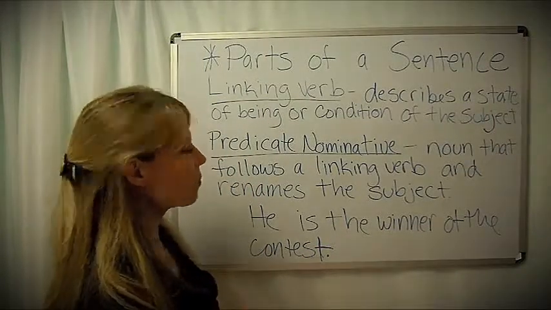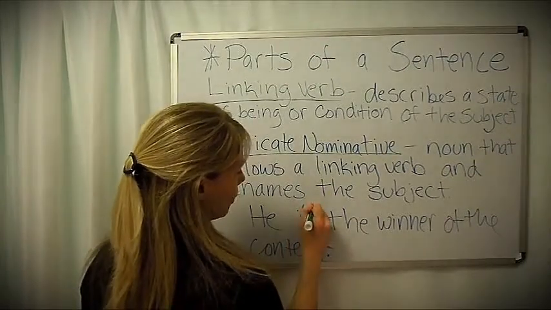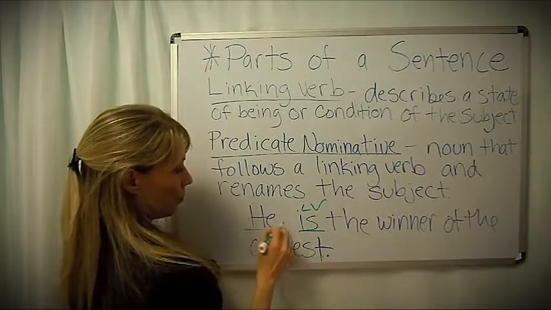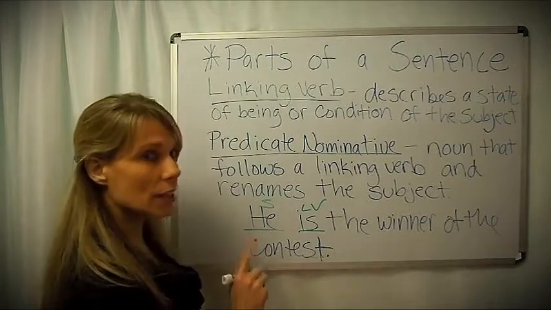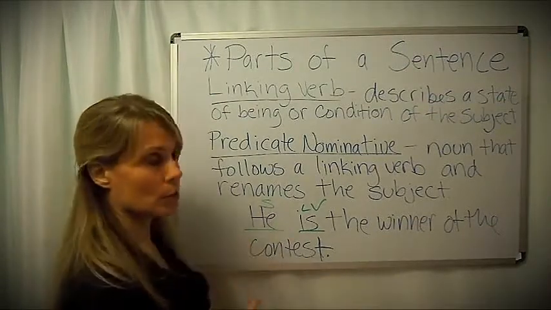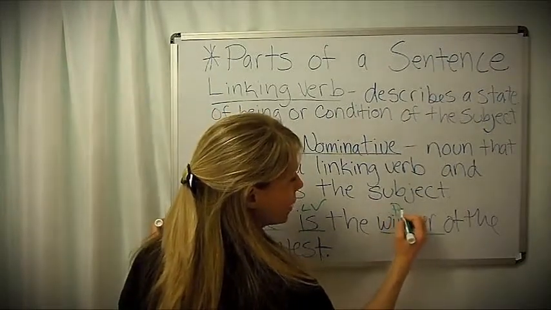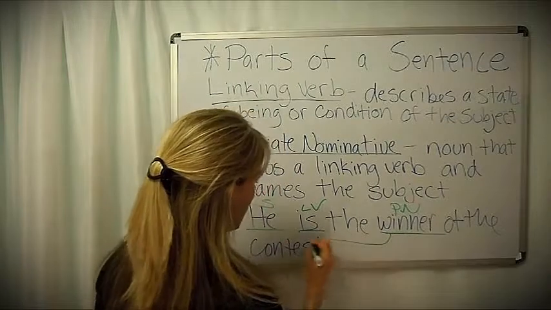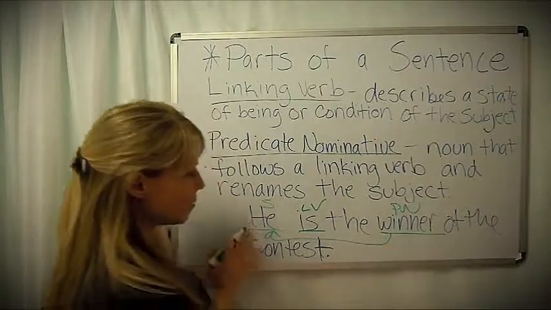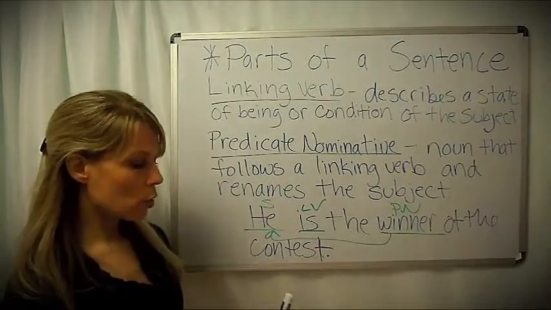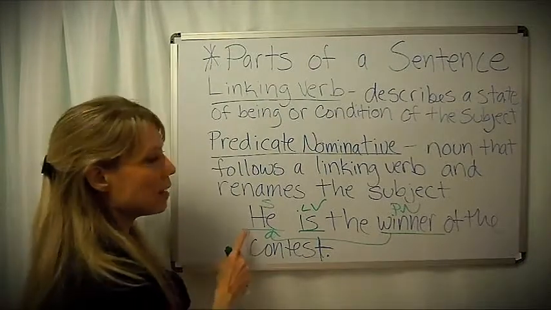Again, we're going to identify that linking verb first. Is is the linking verb. Subject is he. Now we're looking for a noun that follows a linking verb and renames our subject. So in this case, it's going to be winner. Winner is going to be our predicate nominative because it renames he. He is the winner. Winner renames he. So again, predicate nominative, noun that follows a linking verb and renames the subject.